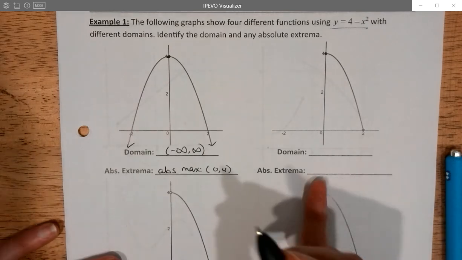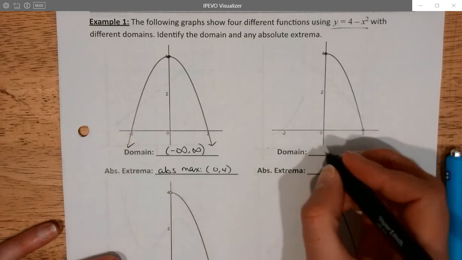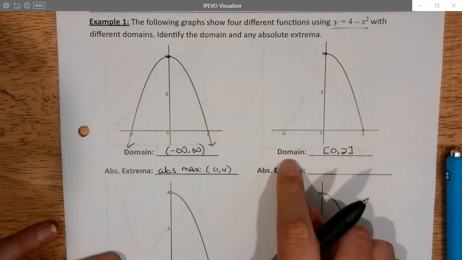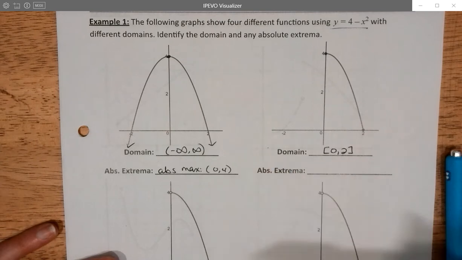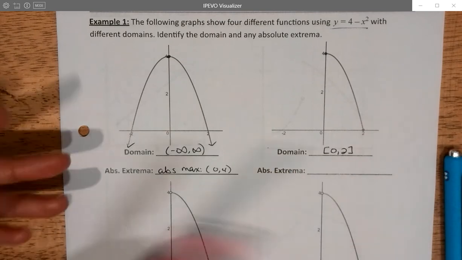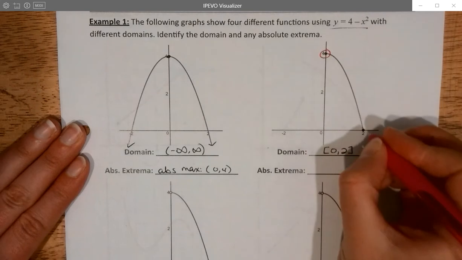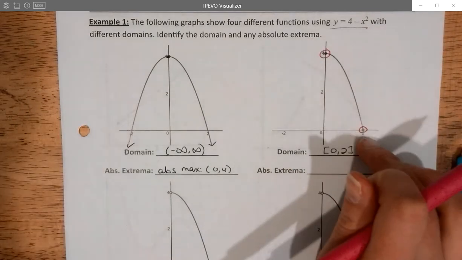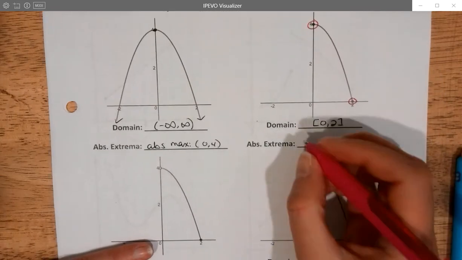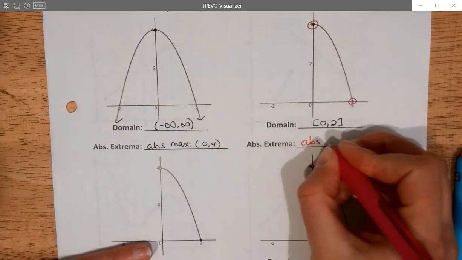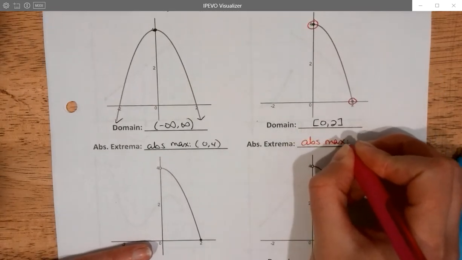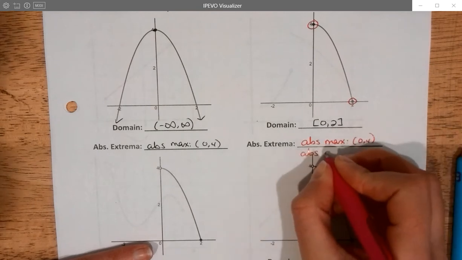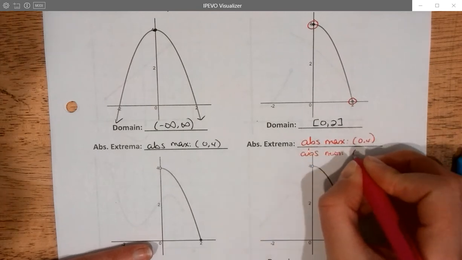Now, if I restrict the domain and look instead on the interval from 0 to 2, these are x values since it's domain, then I actually have both an absolute max and an absolute min. So we have an absolute max and an absolute min because I stop the graph at both of those 2 points. So I have absolute extrema, I have an absolute max at the ordered pair 0, 4, and I have an absolute min at the ordered pair 2, 0.